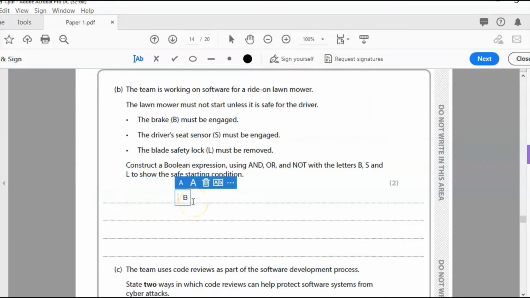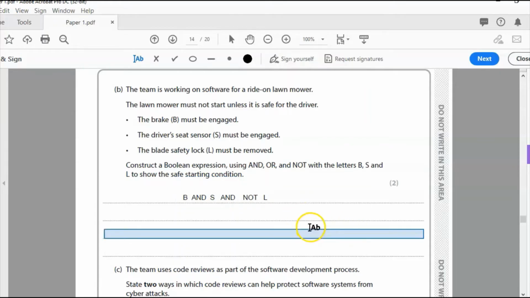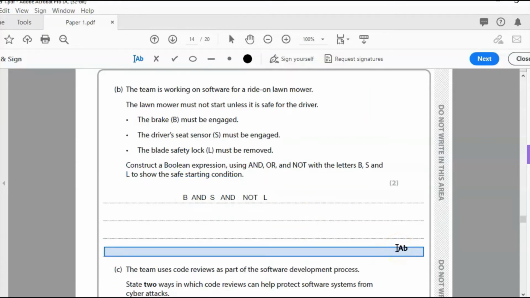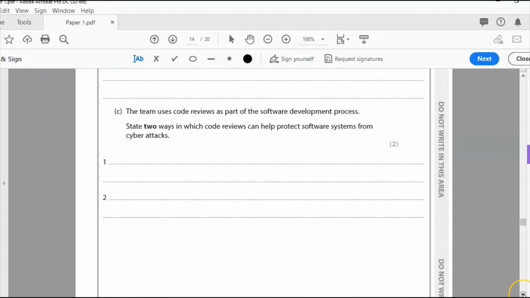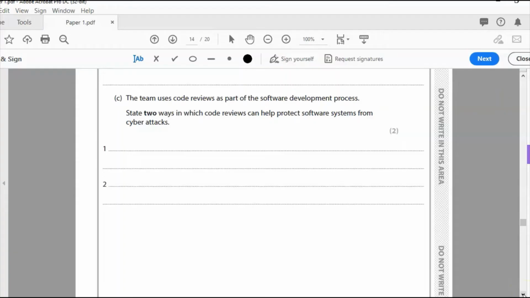Okay, so brake engaged and the seat sensor must also be engaged. Now we've also got to have another and. Now L must be removed. So what we need to do is invert that, and we need to say not L. So to invert L, because we want L to be off, we say not L. So the answer is B and S and not L. And that's 2 marks.